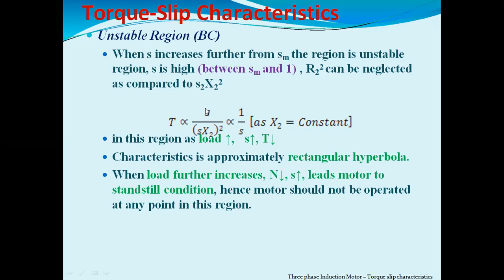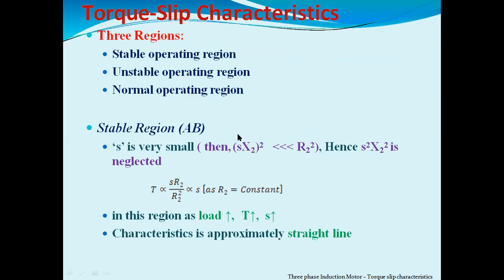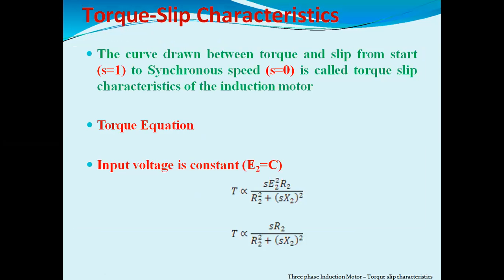It means the torque will be inversely proportional to S. If we look at the torque equation, it is first directly proportional to S and then inversely proportional to S. In the first case, in the stable region, we consider S x2 as 0, so torque is directly proportional to S. And in the unstable region from B to C, what are we saying? Here we can neglect the value of R2.